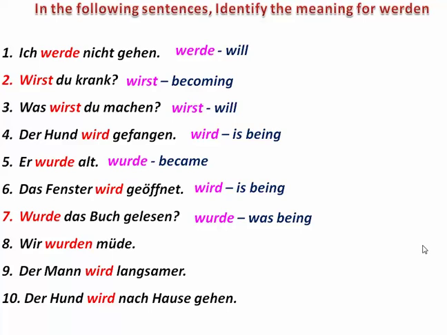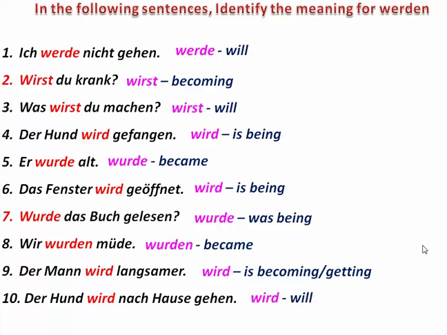Okay. Wir wurden müde. We became, or we got tired. That's really what it should be, past tense. So we became or we got tired. Und dann Nummer 9, der Mann wird langsamer. Langsamer here is an adjective. So the man is becoming or getting slower. Der Hund wird nach Hause gehen. The dog will go home. This is future. You can tell because gehen's at the end.